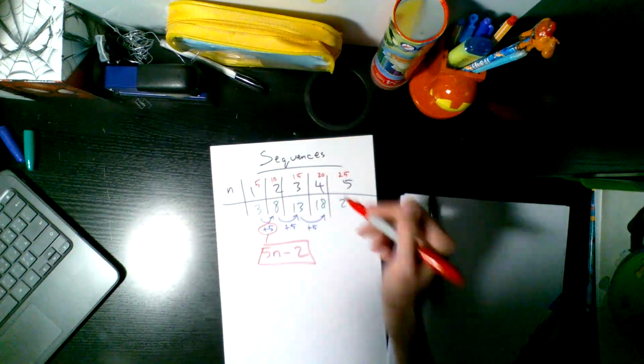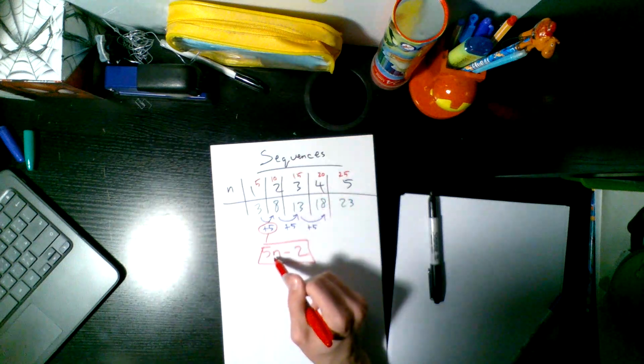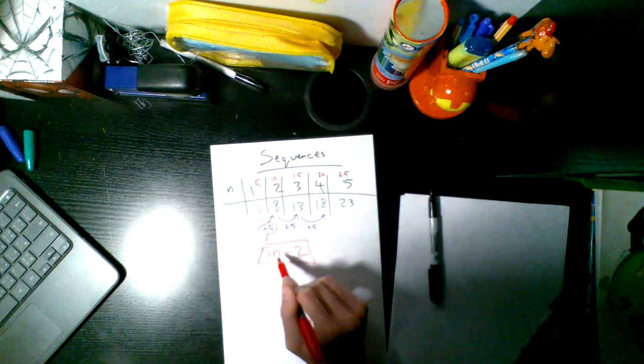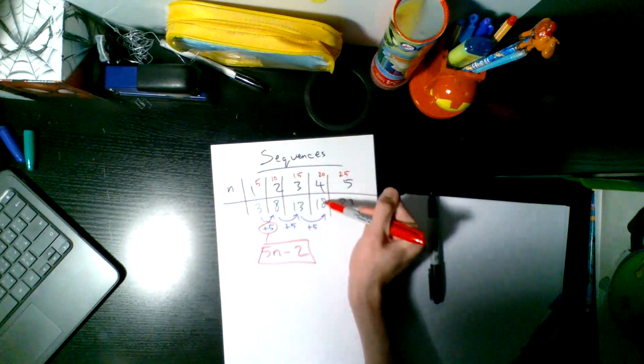How do we check? Let's check with this one. What is n? n is 4. 5 times n is 20, minus 2 is 18. Okay, so if we use this formula, we'll get from 4 to 18.